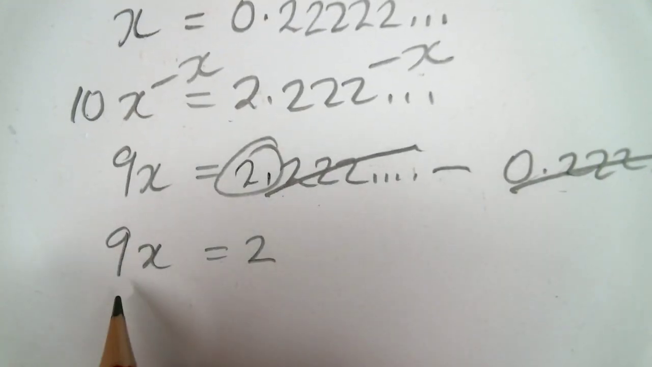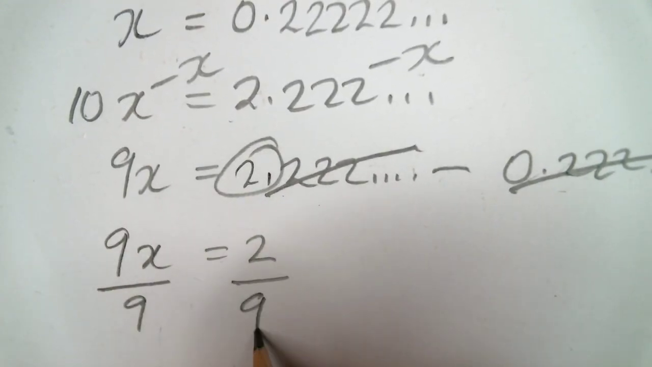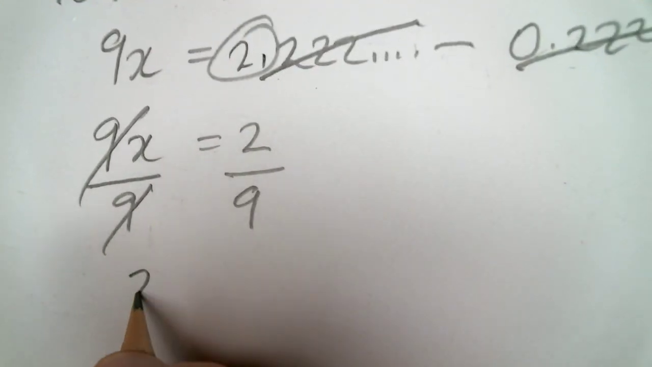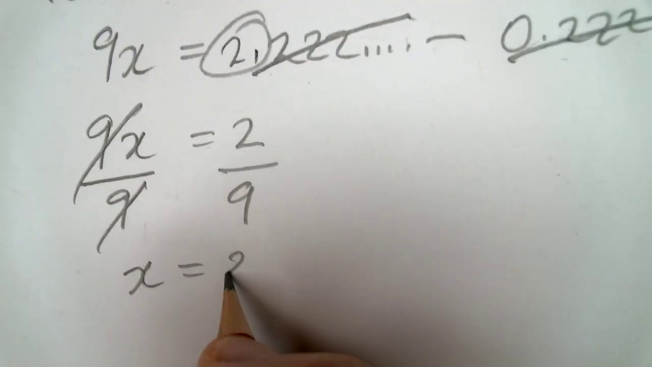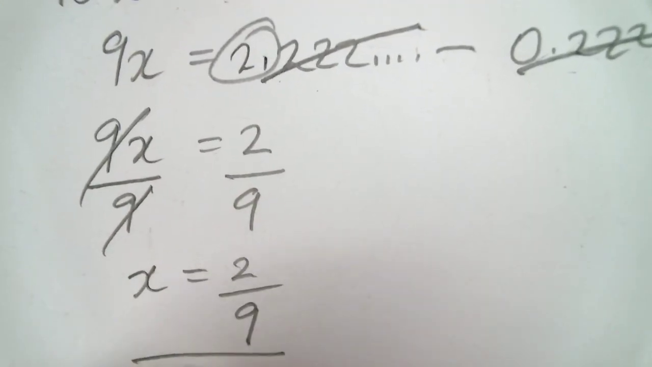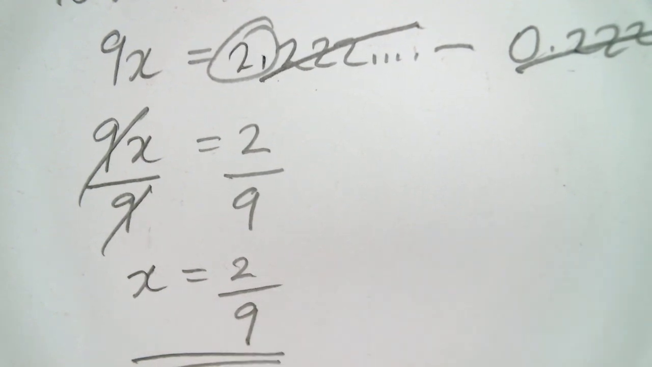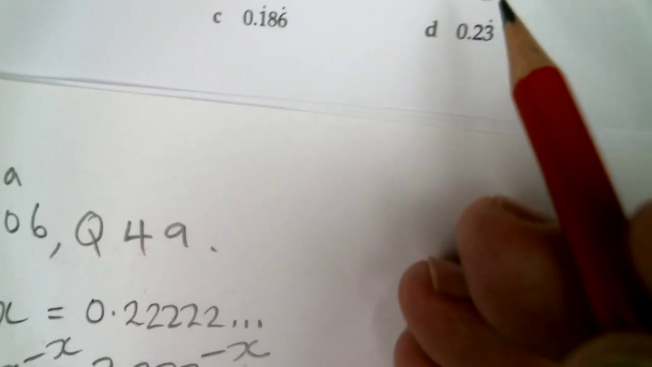Now, of course, I can divide both sides by 9, and that leaves me with the value of x. So the answer is 2/9. Now, I saw there was another one which I was asked to do. This one here is slightly different.